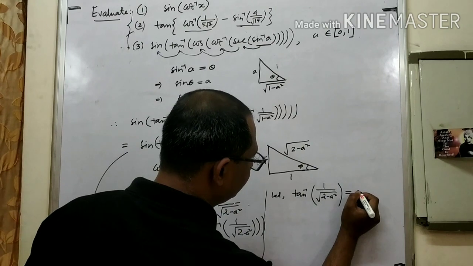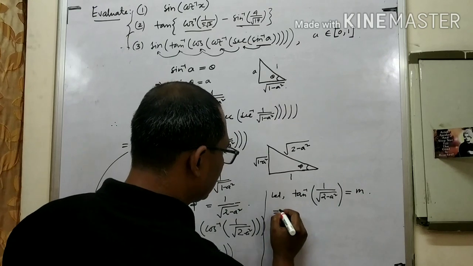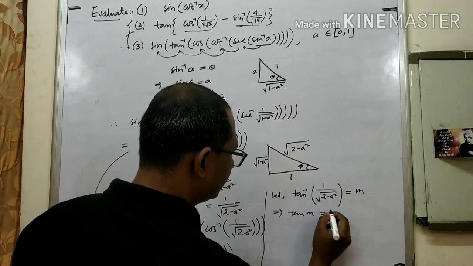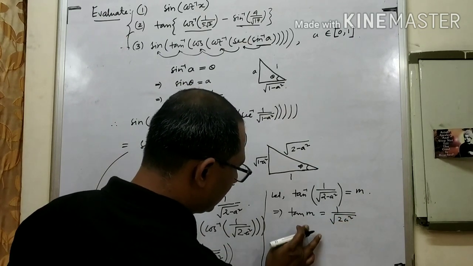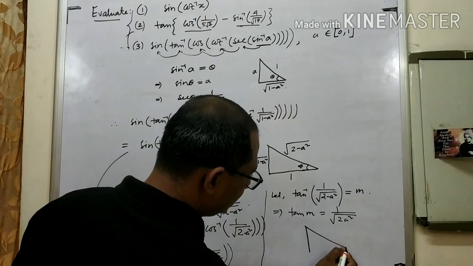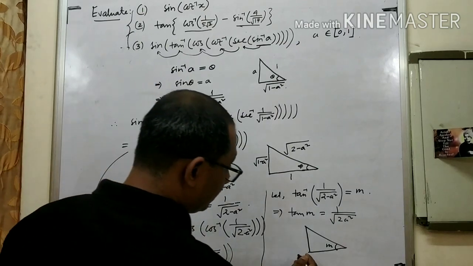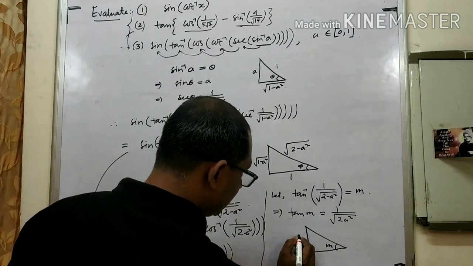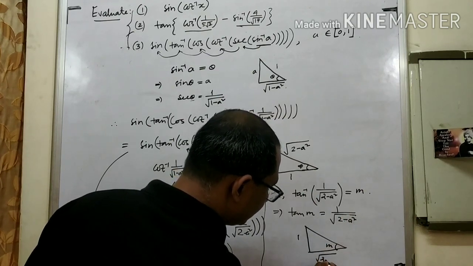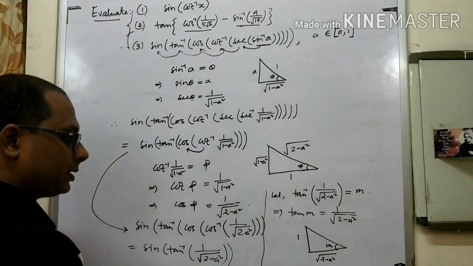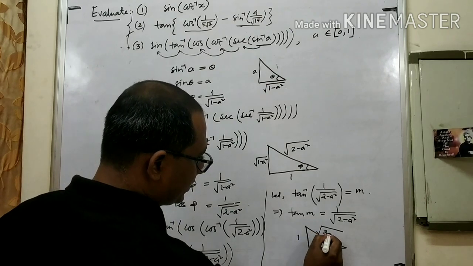I will take, anything you can take actually, m. So tan m equals 1 by root over 2 minus A square. Again we'll consider one right angle triangle. Tan is the ratio between perpendicular and base, 1 by root over 2 minus A square. The hypotenuse will be the square root of the sum of the squares of these, the square root of 3 minus A square.